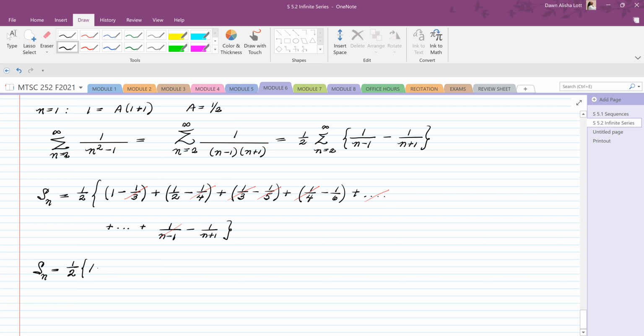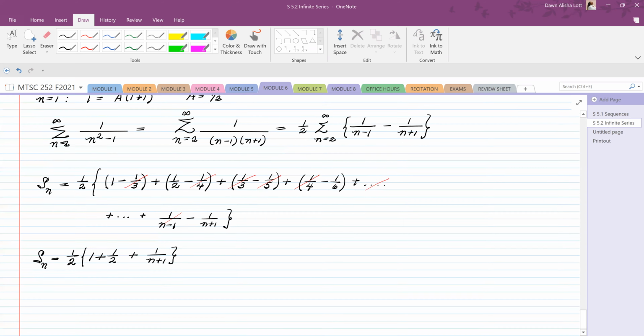So that will be 1 plus 1/2, because the 1/3 dropped out, the 1/4 dropped out. There's no way to get rid of the 1/2. So we have 1/2 times 3/2. Oh, I'm sorry. I forgot the other piece. Plus 1 over n+1.